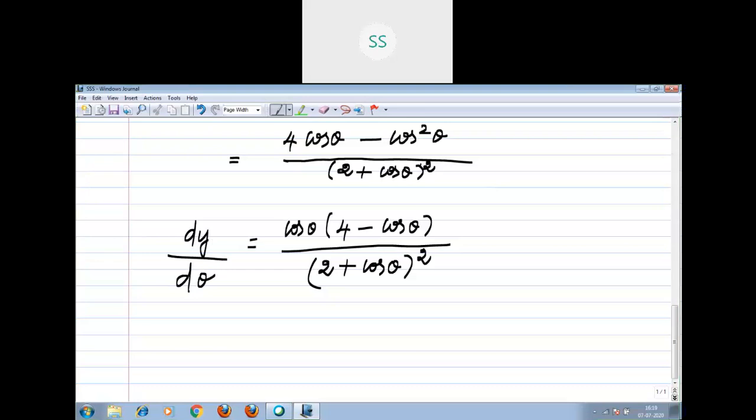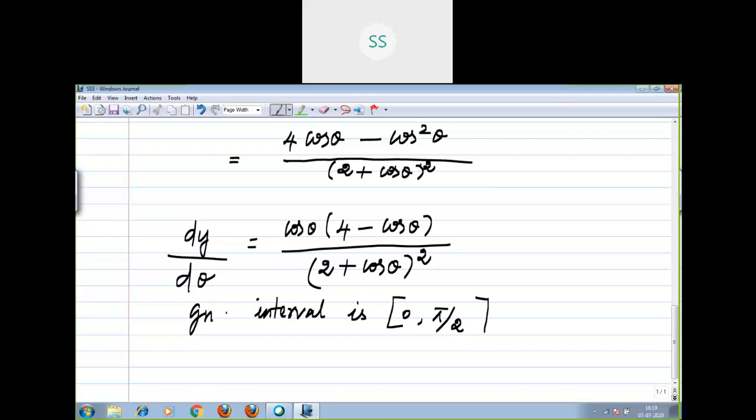Here the interval is given as the closed interval 0 comma pi by 2, right? Given interval is the closed interval 0 comma pi by 2.